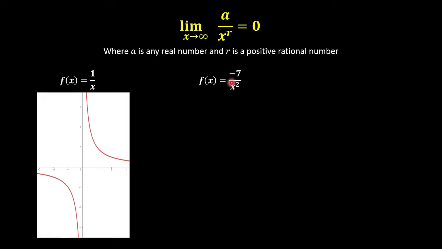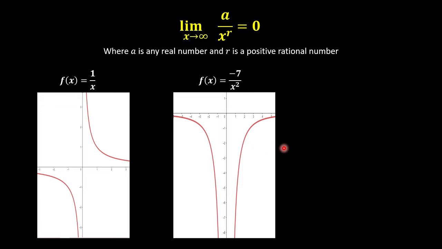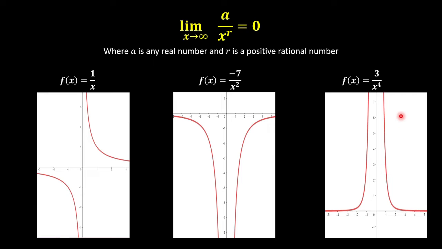Another example, let's say we have f of x is equal to negative 7 over x squared. In reference to this graph, as the value of x increases without bound, the y value gets closer to 0. Same here on this side, as x decreases without bound, y value approaches 0. This is the graph for 3 over x raised to 4. Same thing, as x increases without bound, the y value approaches 0. Same here, as x decreases without bound, the y value gets closer to 0.